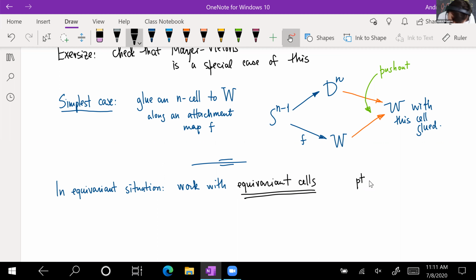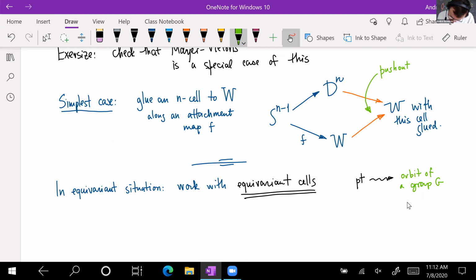But now point is changing its role to orbit, an orbit of a group G. Because in the non-equivariant situation, a point is the smallest topological space you can have. Everything else is built out of points. In the equivariant situation, the smallest thing the group can act on is a single orbit, the smallest unit of a topological space you can possibly have.